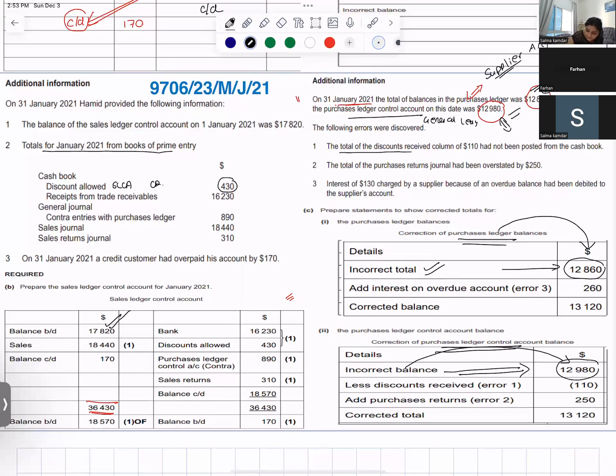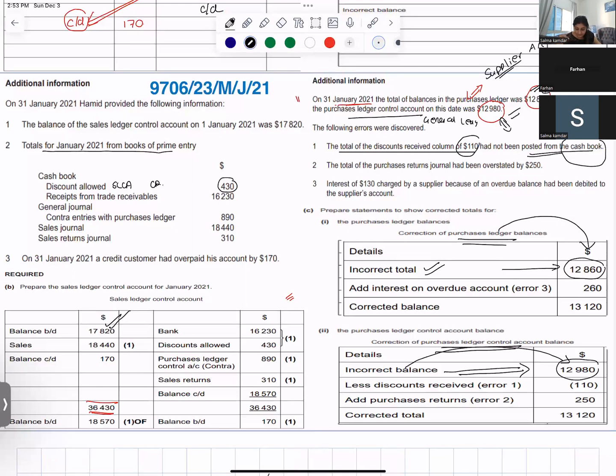The total of the discounts received column of 110 had not been posted from the cash book. So there was a total of the discount received column, 110. It has not been posted from the cash book. Tell me where will you take it? Since it is discount received, it's going to be in the PLCA, on the debit side. Why not the supplier account?